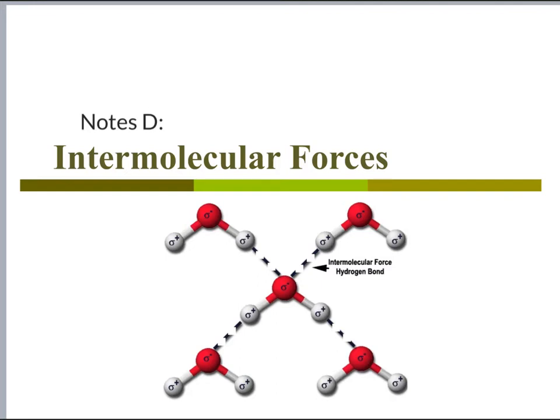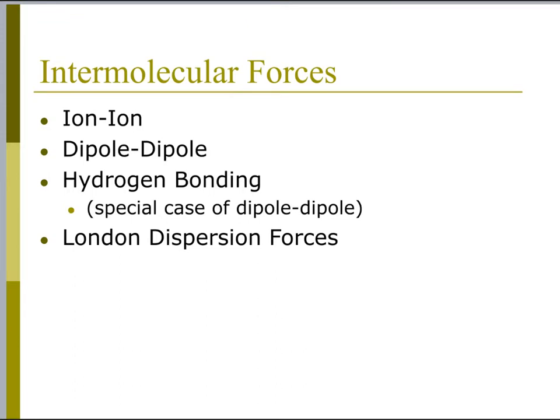In Chapter 4, Notes D, we're going to look at intermolecular forces and how they affect molecule behavior. Remember that intermolecular forces are different than intramolecular forces. An intramolecular force would be like a covalent or an ionic bond, holding a molecule together. Intermolecular forces are between two separate molecules, for example, between two ions, two polar molecules, some specific polar molecules that are very polar, and where we see hydrogen bonding, and then even temporary polarity, as we see in London Dispersion Forces. These are the four main types of intermolecular attractions.